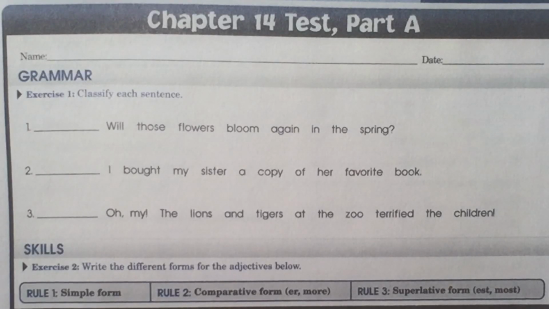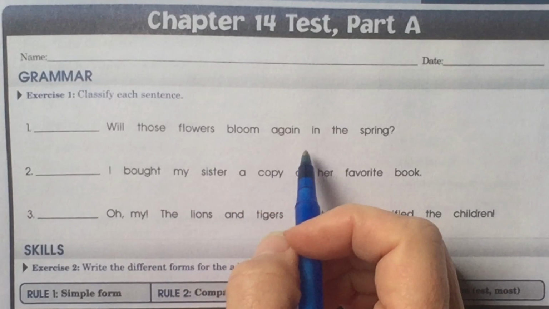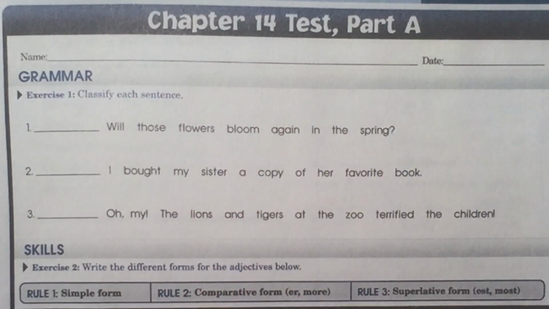All right, third grade, we're going to grade the chapter 14 test. So go ahead and get out your test and get out a red pen and we'll grade this together. And then we'll tally up how many you missed for each section. All right, so let's start with, will those flowers bloom again in the spring?